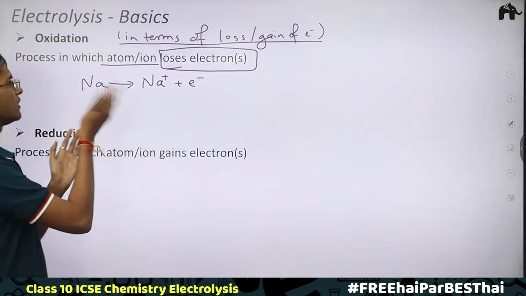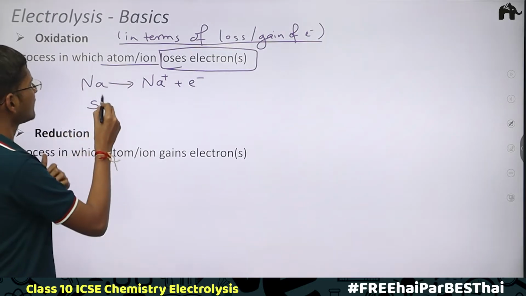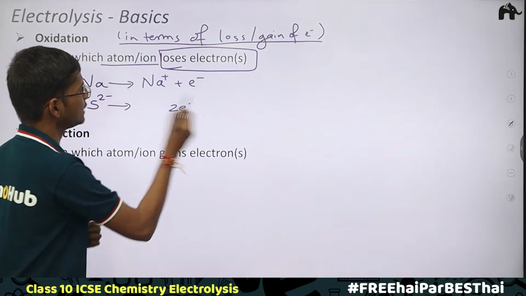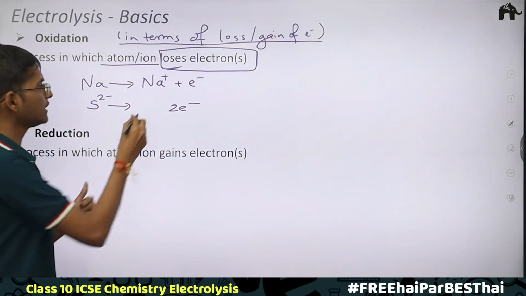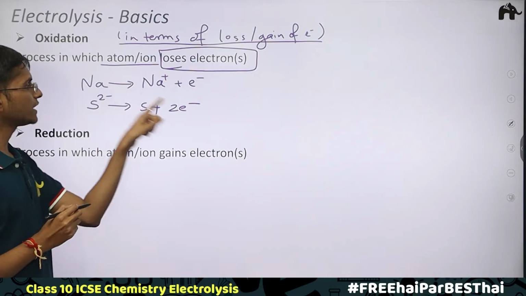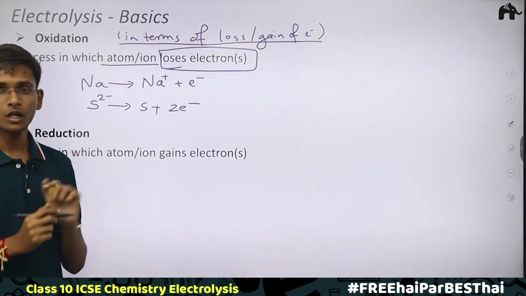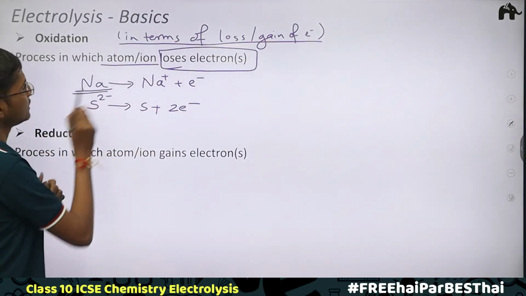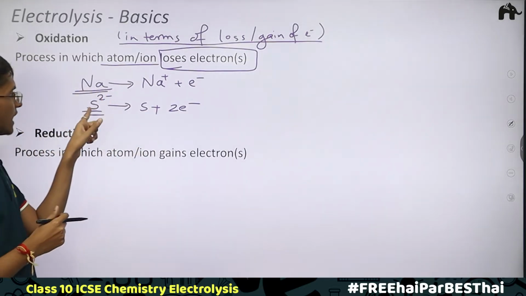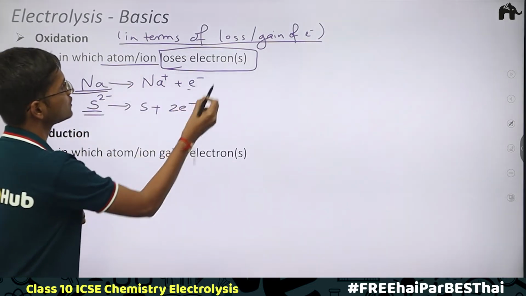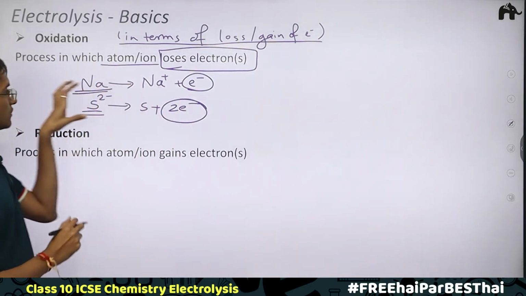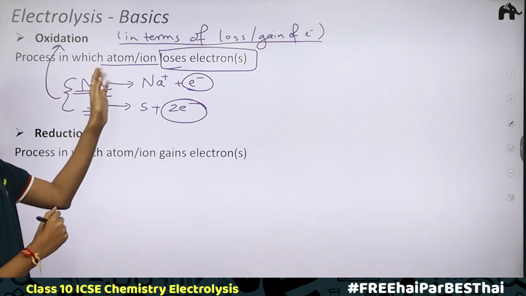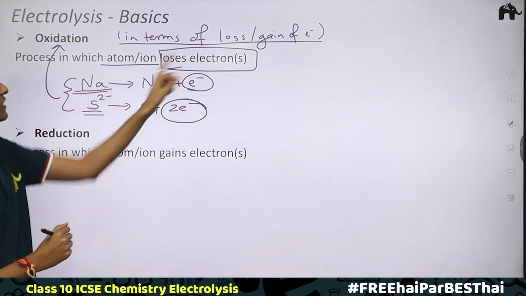Same way, suppose I'm taking a sulfide ion here, not an atom. It is losing its 2 electrons and becoming a sulfur atom. After losing its 2 negative charges, it becomes a neutral sulfur atom. So in both processes, this is an atom and this is an ion, and both are losing electrons. So both these processes would be oxidation, because oxidation is simply the process in which an atom or ion loses electrons.